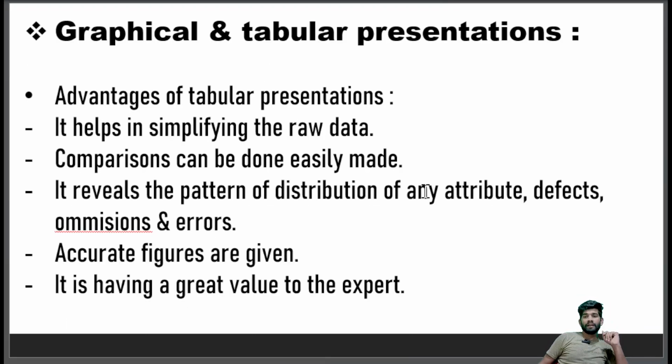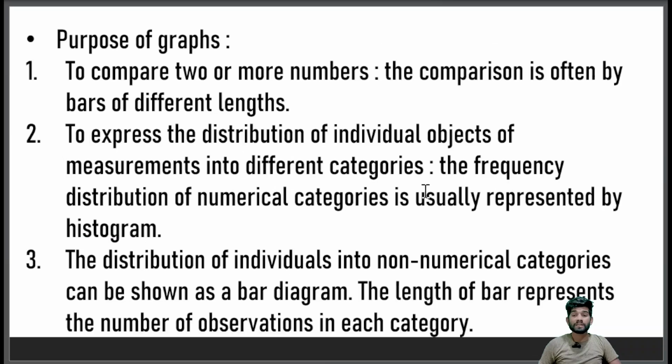Then graphical and tabular presentation. This is the last point of our unit. It is a bigger point. The advantages of tabular presentation: it helps to simplify the raw data. Comparisons can be easily made. It reveals the pattern of distribution of any attribute, defects, omissions and errors. Accurate figures are given. It is of great value to the expert.